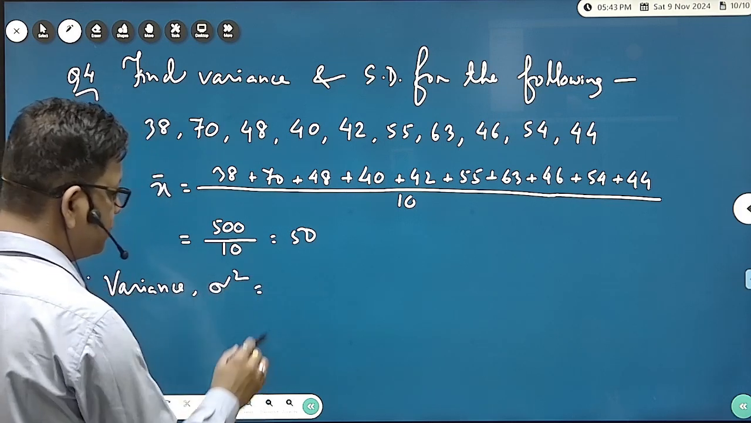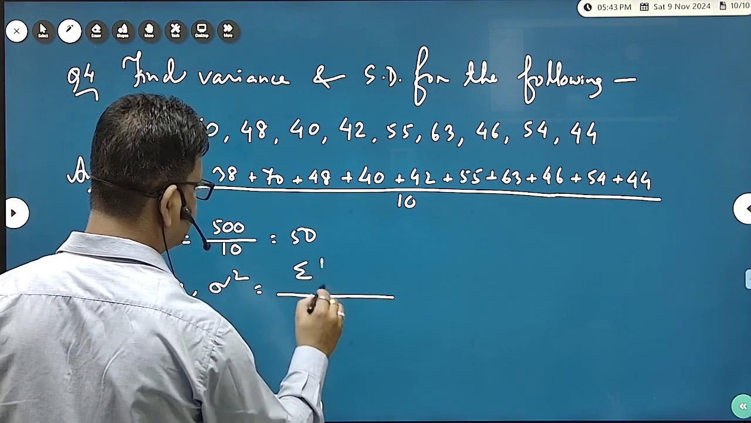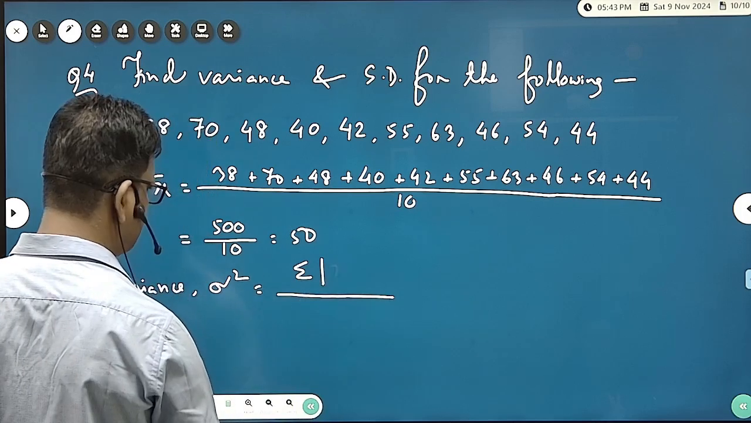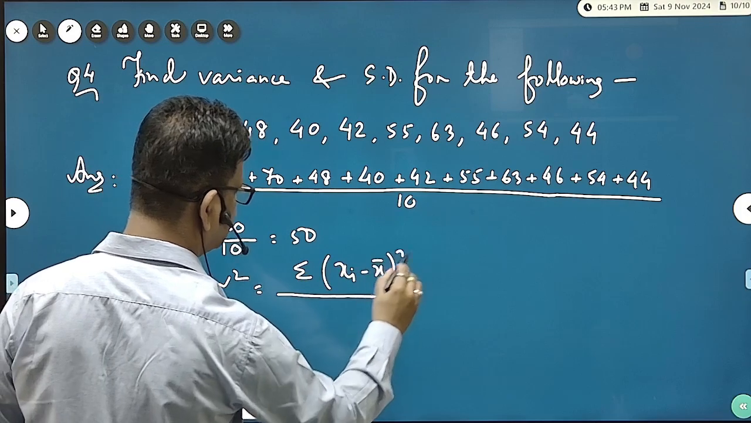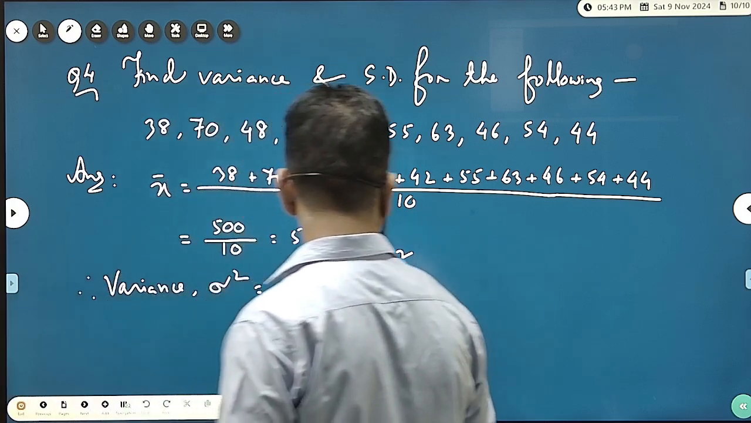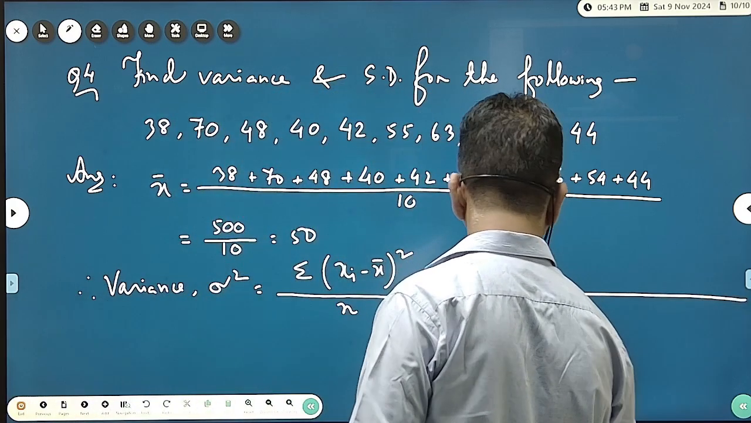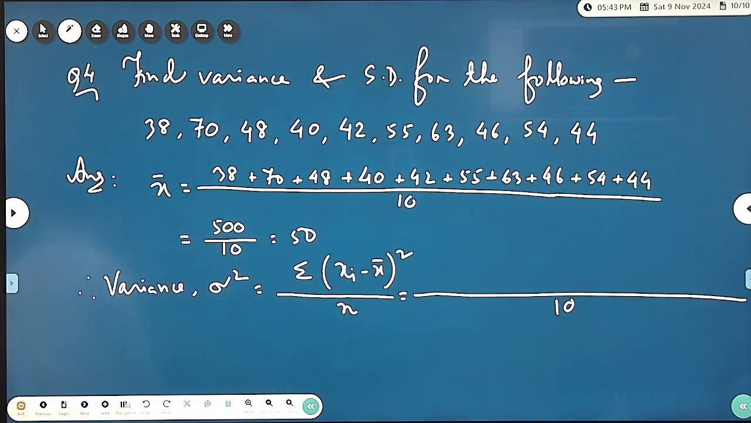So you must know the formula: summation of (xi minus x bar) whole square by N. N means number of observations, and you have 10. Now what you just have to do is every time you subtract, but do square. So I'll do a few, and you let me know the rest.